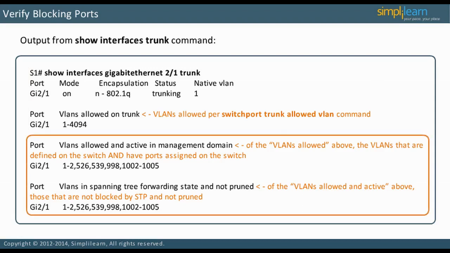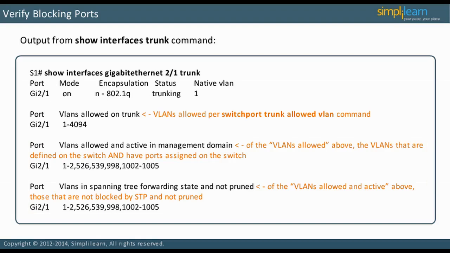The next section shows that only a subset is allowed and active in the management domain. That is, VLANs that are defined on the switch have ports assigned to them. It is possible not all these remaining VLANs are passing traffic. This is because their interfaces could be in an STP blocking state, or the VLANs could be pruned by VTP, VLAN Trunking Protocol. Therefore, the only VLANs passing traffic through the Gi2/1 interface are listed in the last section. This show command is helpful in finding why a VLAN is blocked.